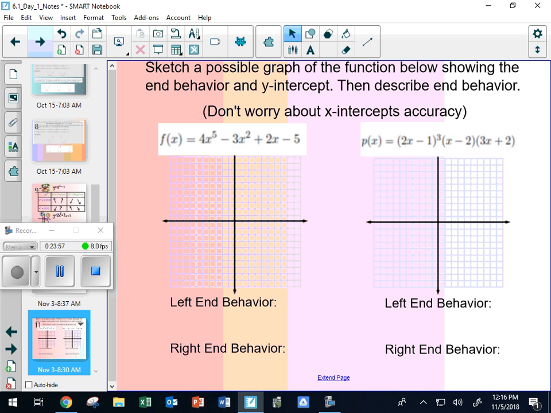The exponent. Which exponent in particular? 5 there. And so what does this 5 represent? Yes. And so this is our degree, 5, and it'll help us determine the direction of our graph. What else do we need?